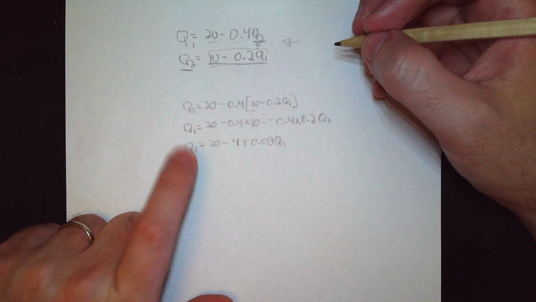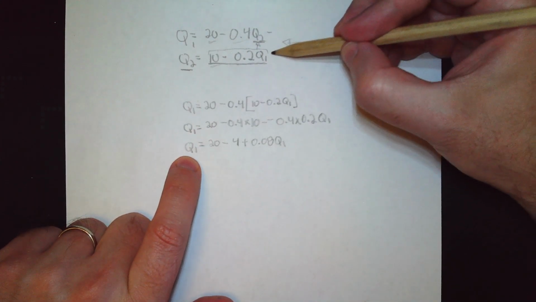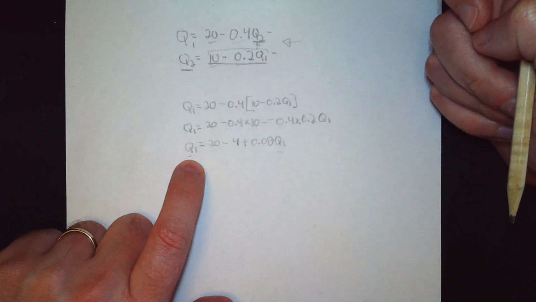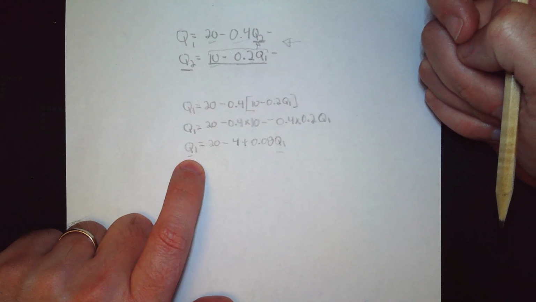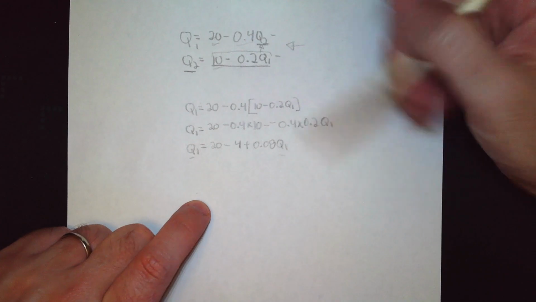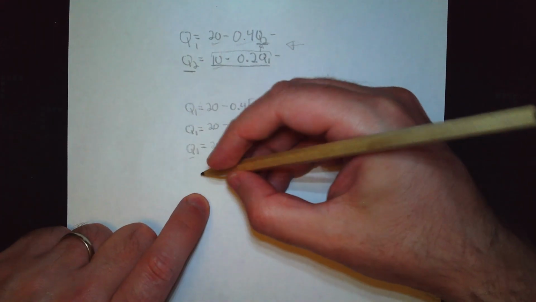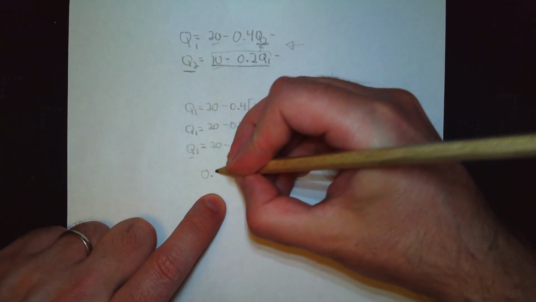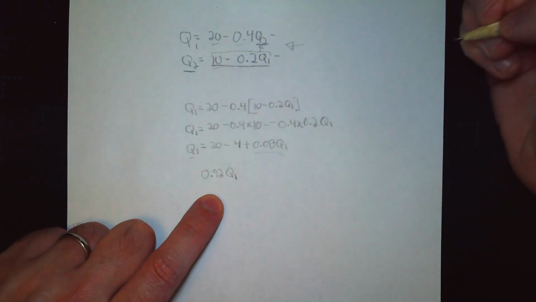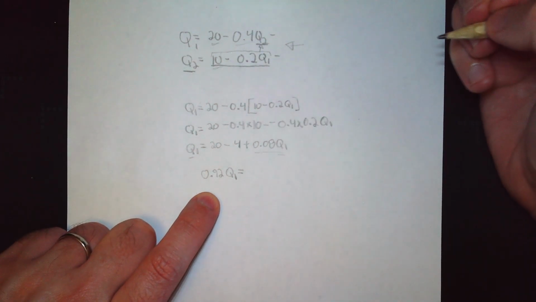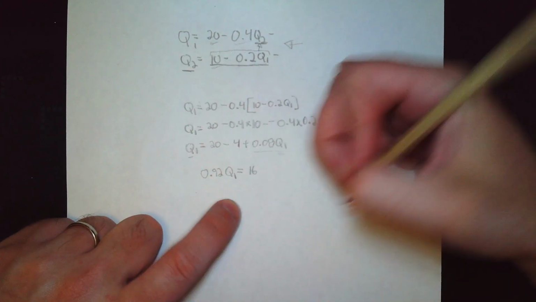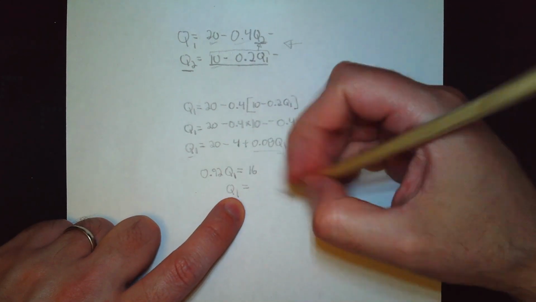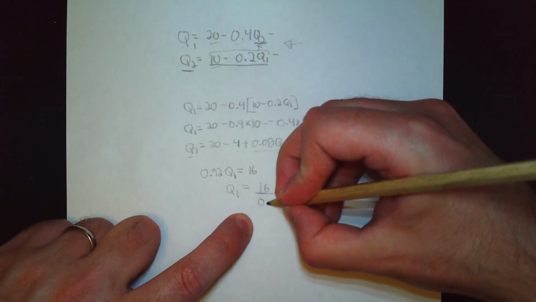Now that I have this, notice that my system of two equations with two unknowns became a system of one equation with one unknown. I only have Q1 as an unknown here. So I want to solve for Q1. I'm going to take this and send it to the other side. So I have Q1 minus 0.08, that's 0.92 Q1 on the left-hand side. On the right-hand side, I have 20 minus 4, that's 16. If I solve for Q1, I get that Q1 is 16 divided by 0.92.